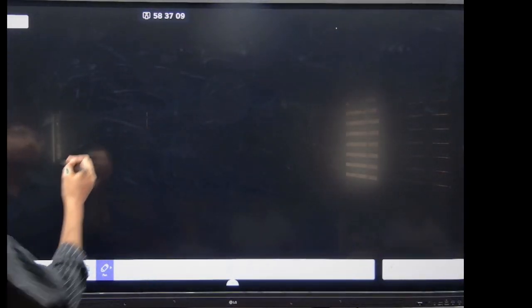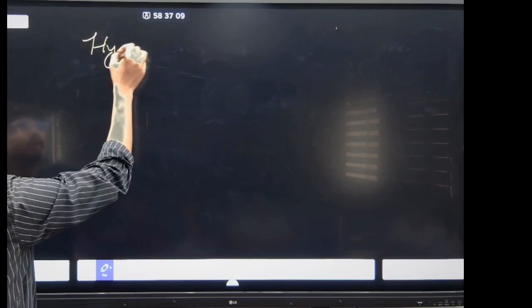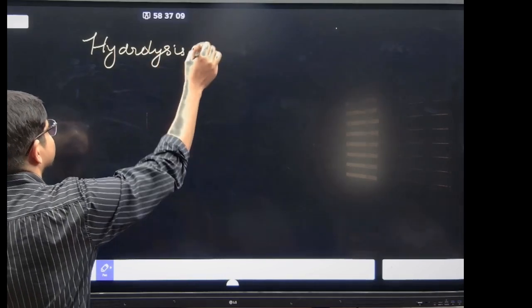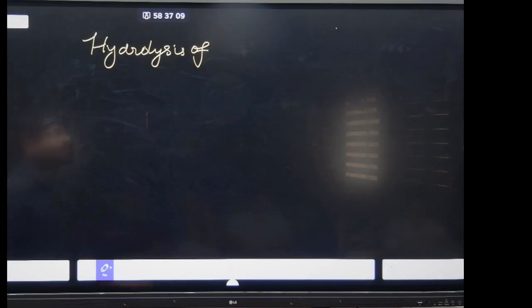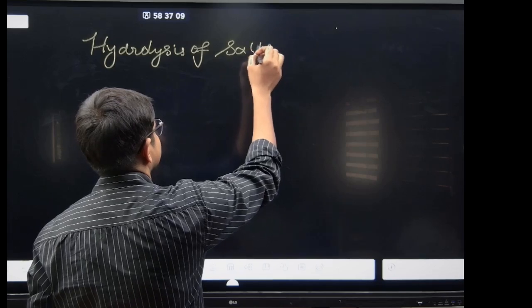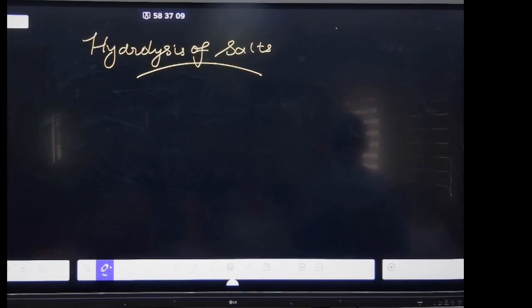Now you see the hydrolysis of salts. Hydrolysis of salts, you see. Look here.